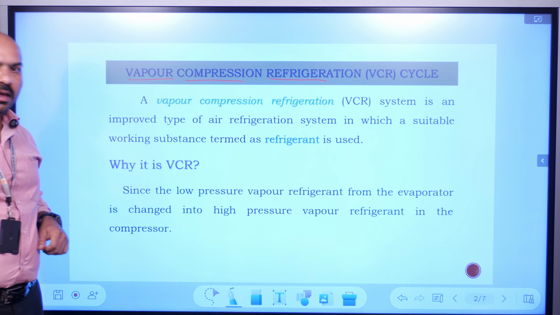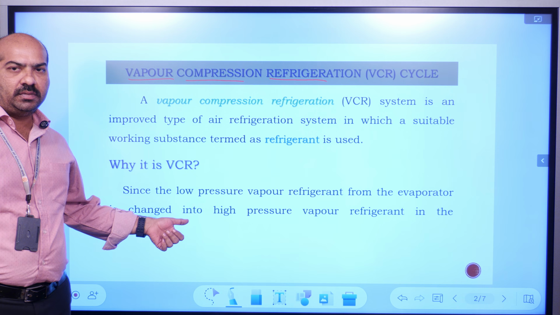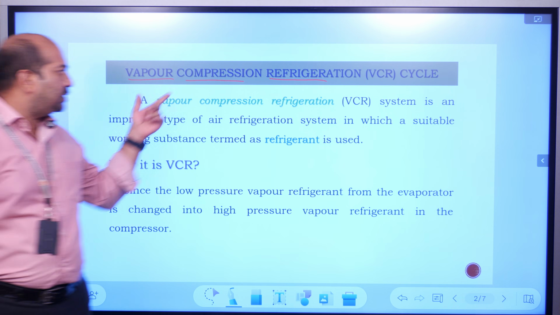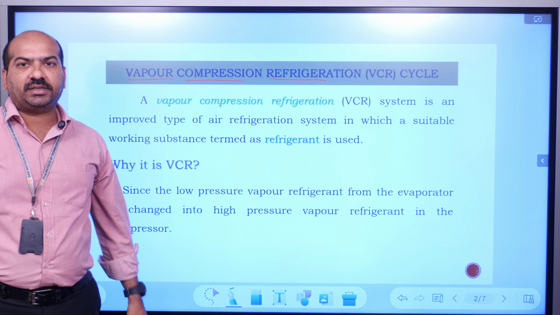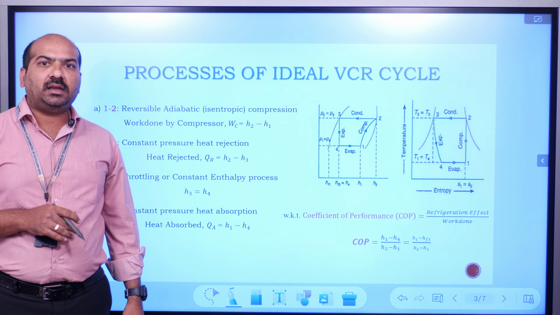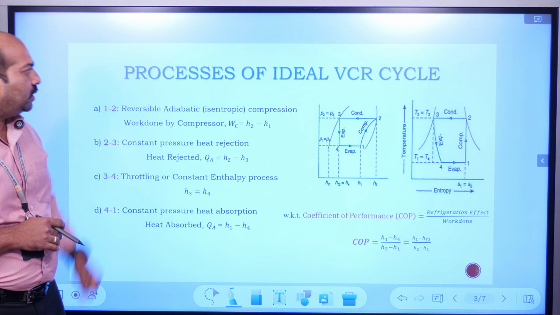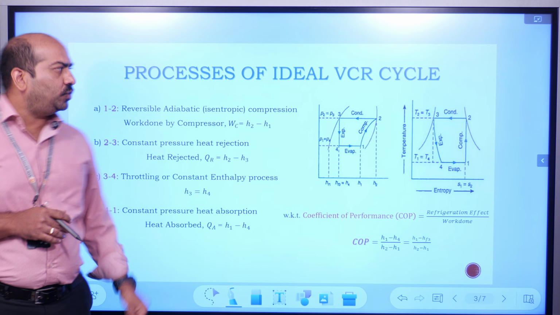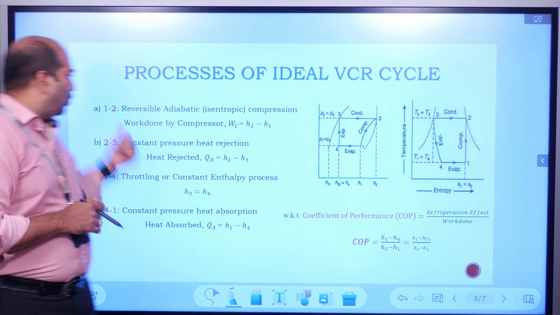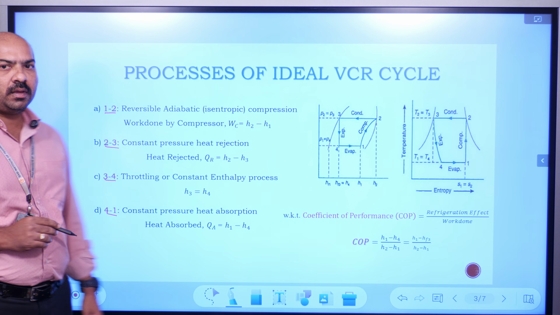So why do we call this system a Vapour Compression Refrigeration System? Because low pressure vapor refrigerant is converted into high pressure vapor refrigerant in the compressor. That is why we call this a Vapour Compression Refrigeration System. As I told, let us see the ideal cycle on which this VCR system has been designed and constructed. Basically, there are 4 different processes on which this ideal VCR cycle is proposed: 1 to 2, 2 to 3, 3 to 4, and 4 to 1.